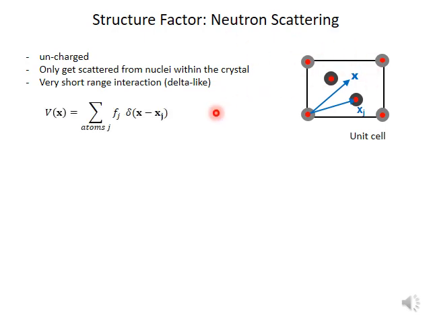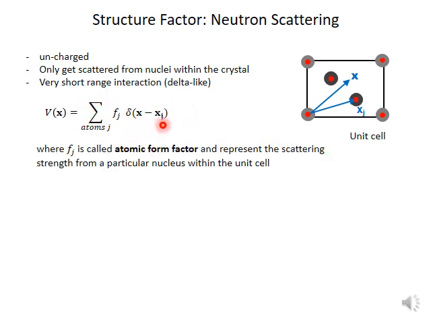So the potential which an incident neutron would see can be written as something like this, a summation. So you have a delta-like function as we saw here. So the potential is indeed at exact locations of x_j's, where x_j represents the location of the center of the atom within the unit cell, and multiplied by f_j, where f_j is something which is called the atomic form factor, and let's say f_j would represent the strength of scattering of neutrons from the jth atom.